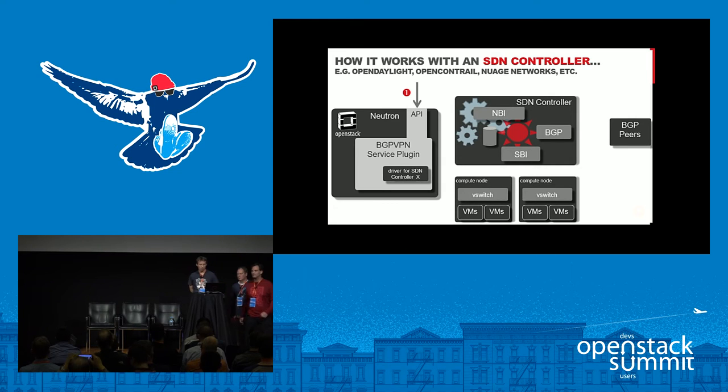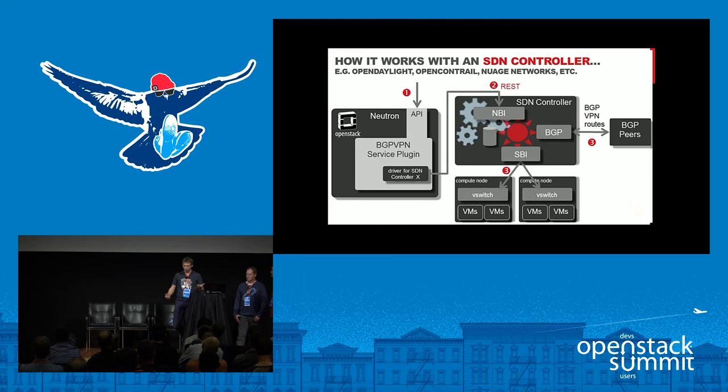So in the particular case where an SDN controller is used, the BGP VPN service plugin will use the driver for the specific SDN controller. And of course, the details of how things are done inside the SDN controller can be different depending on the controller. But typically, you will have an outbound interface that will be a REST API. This will be used by the driver to actually pass information to the SDN controller.